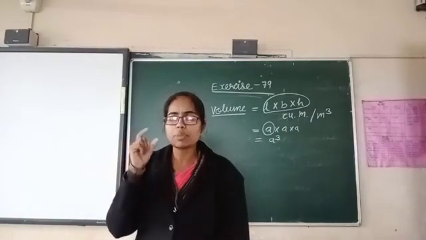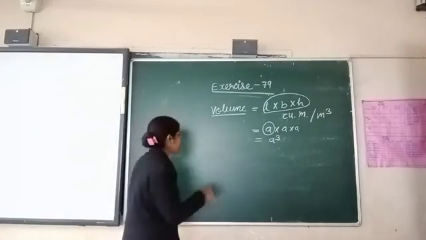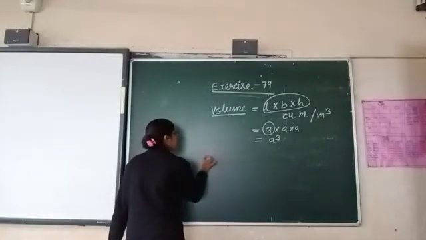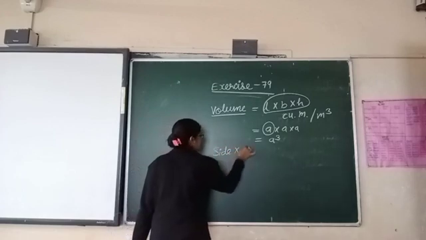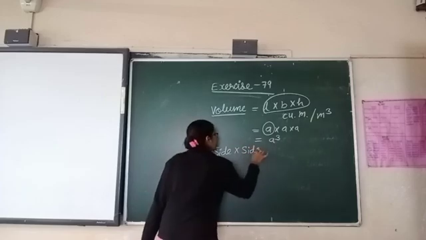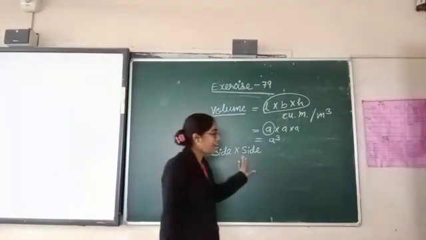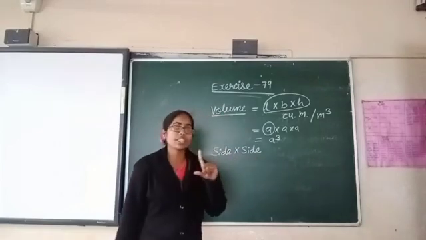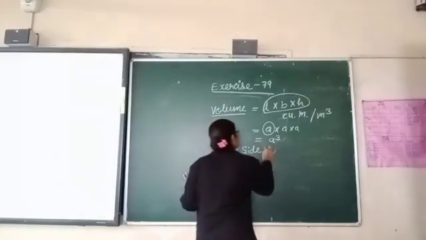Just keep in your mind square and rectangle. In the square, all the sides are equal. So what do we write in the formula? Side into side, or A square. And in the cube also, all the sides are equal. So what will we add? Height is also there, and height is equal to this. What can we write here? Into side.